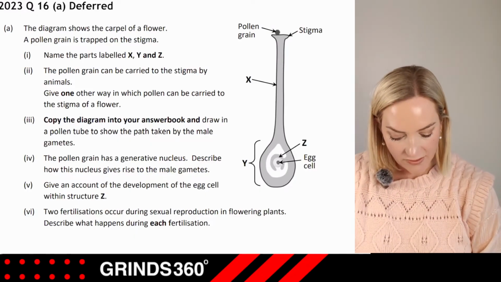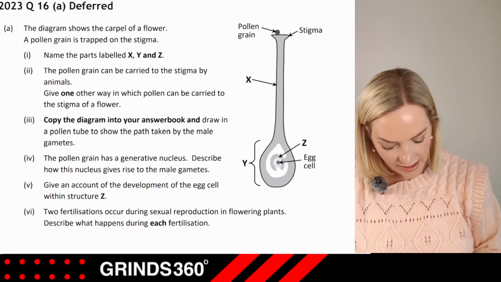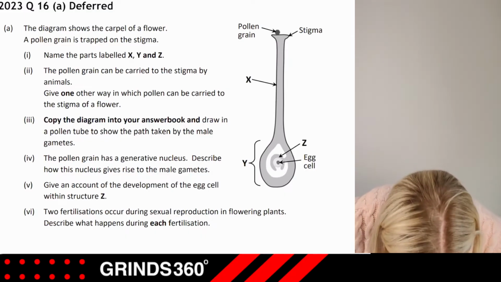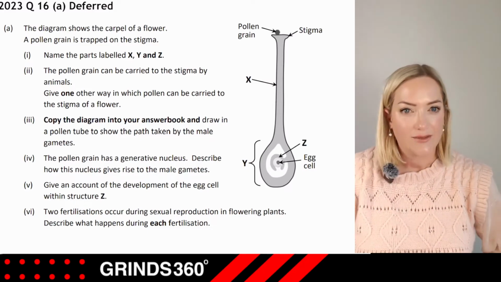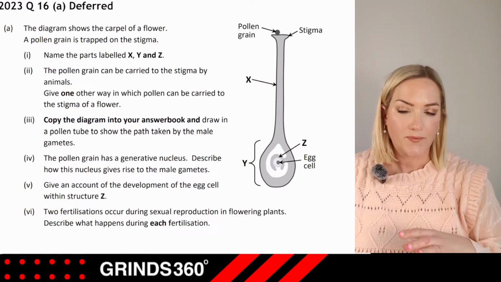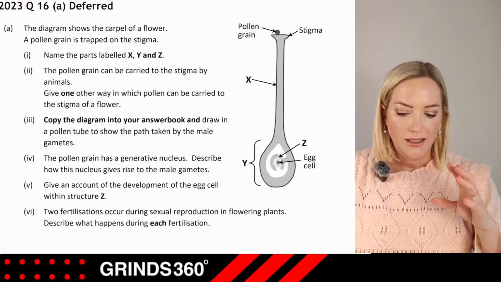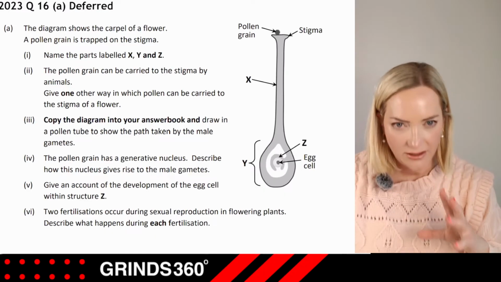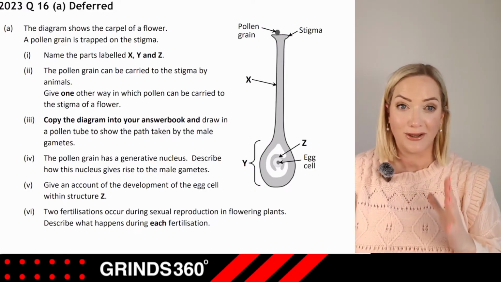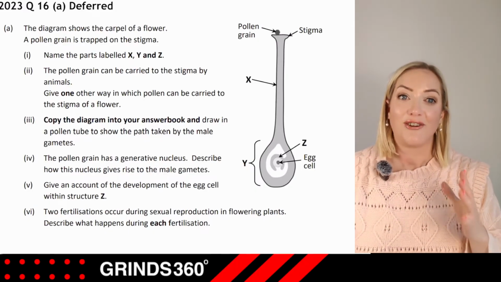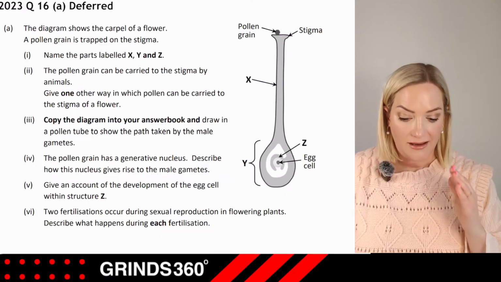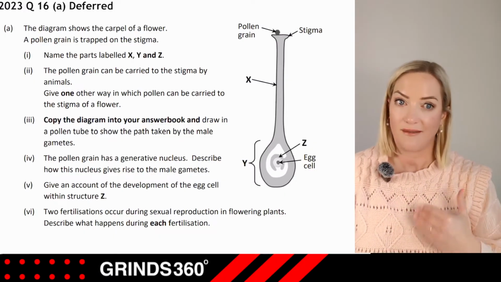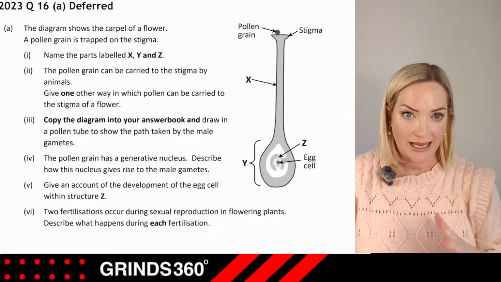And this leads us on to: two fertilizations occur during sexual reproduction of flowering plants. Describe what happens at each fertilization. Is plants guaranteed as a long question? Plants will be there, or they could put all the plants together as a 60-mark question. They did last year, and it was a lovely question. Students did really, really well on it as a 60-mark question, and I had an awful lot of candidates get full marks in that plant question.